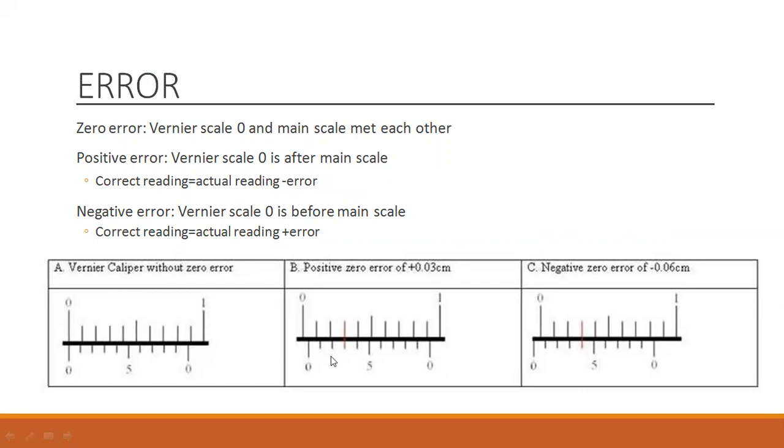इस केस में जब आप रीडिंग लेंगे तो आपको ये ऐड करना पड़ेगा. ठीक है, correcting actual reading minus एरर, उसमें से एरर की वैल्यू आपने माइनस करनी है. ठीक है, क्योंकि ये इतना आपका ऐड हो रहा है.